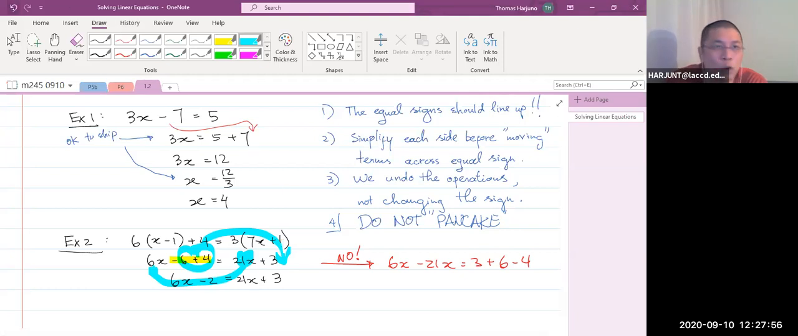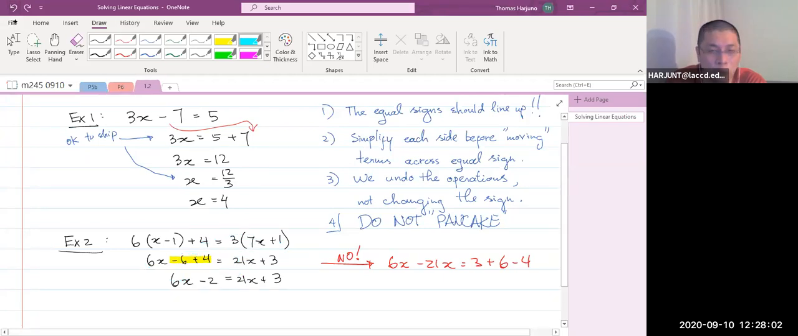Okay? Don't make it more complicated. Simplify first before you move to the next step. Okay? Don't try to do too many things at once. That is true in math. That is also true in life. Okay?